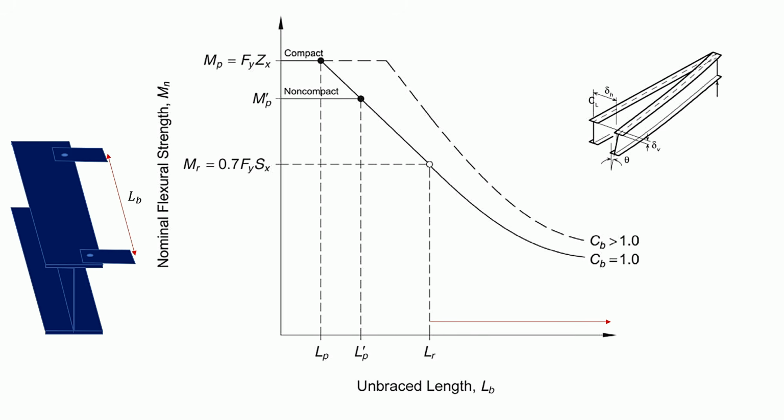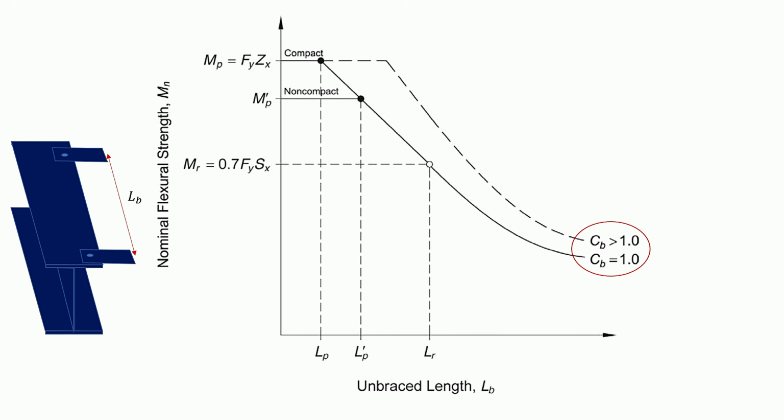C sub b is the moment gradient modifier, where C sub b equals 1 corresponds to the basic case, usually similar to uniform moment. And C sub b greater than 1 means the bending moment diagram is more favorable, so the beam gets higher lateral torsional buckling strength. That is why the dashed curve lies above the solid one.